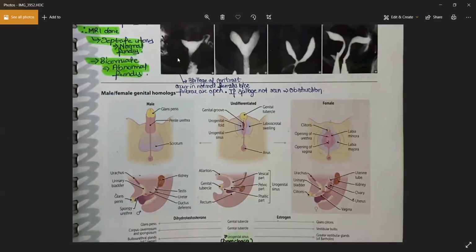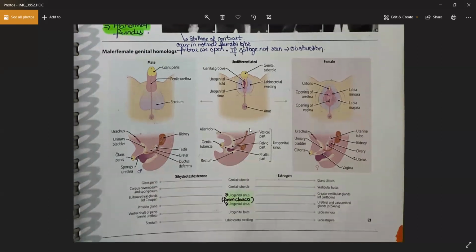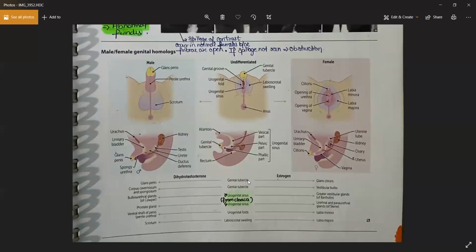Okay, so we have discussed all these structures which are formed from the Mullerian ducts and the Wolffian duct, and now we discuss the urogenital sinus. This sinus has many parts. First is the genital tubercle. Second, again it is a sinus. Third, you have the urogenital folds, and fourth, you have the labioscrotal swelling.